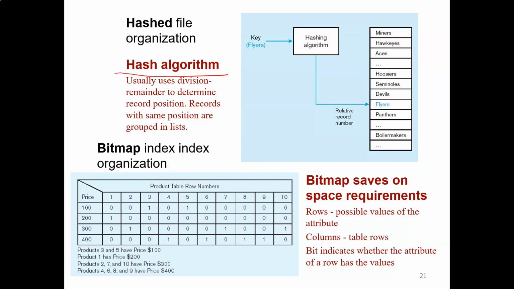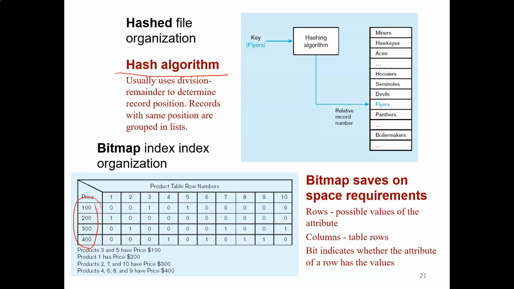And you can also use something called a bitmap index. Bitmap index is kind of interesting. You can use this when you only have a few values for the field. So for example, in this case, you have 10 different products. However, you only have 4 different prices for the products, either 100 or 200 or 300 or 400. What you can do is you can create a bitmap index.